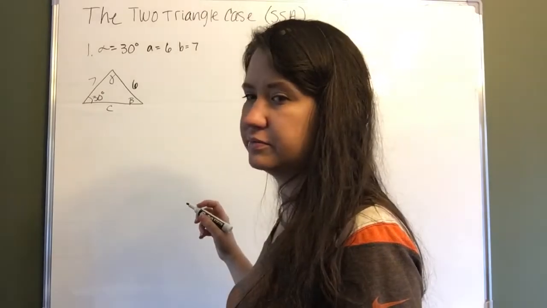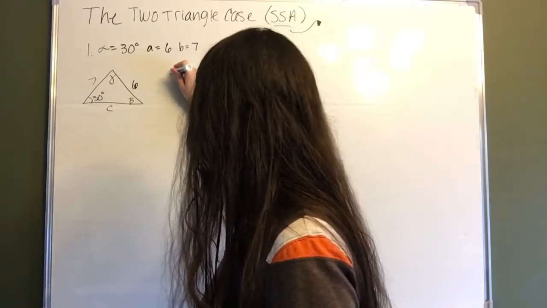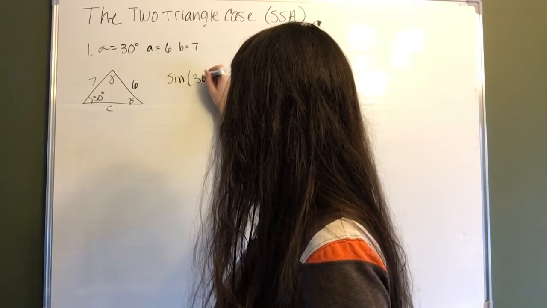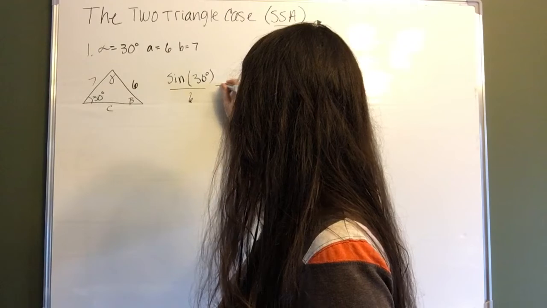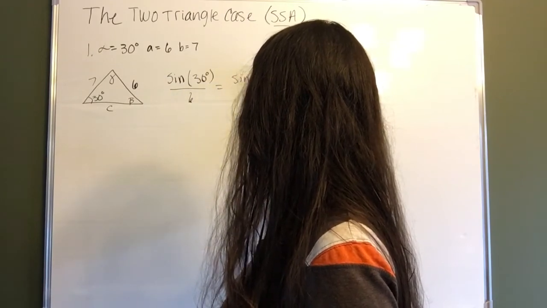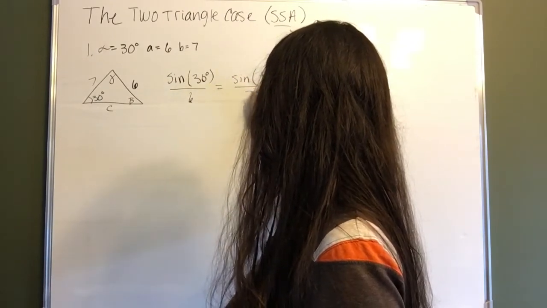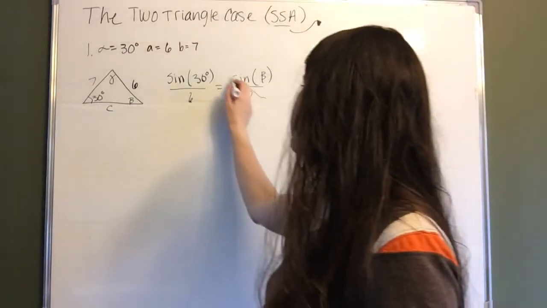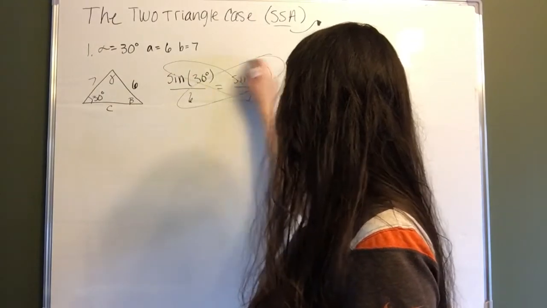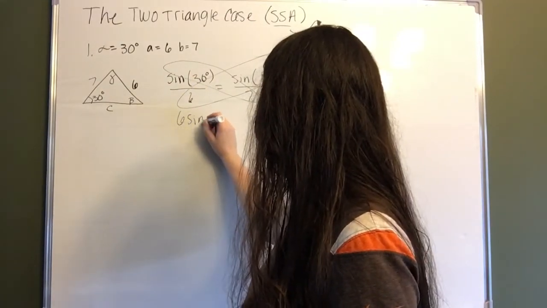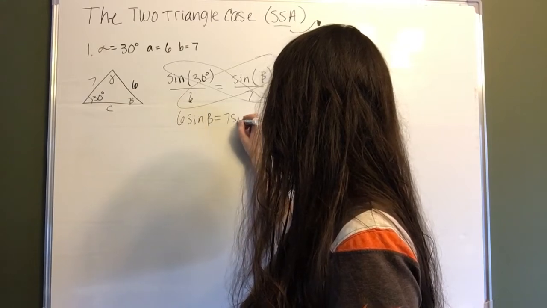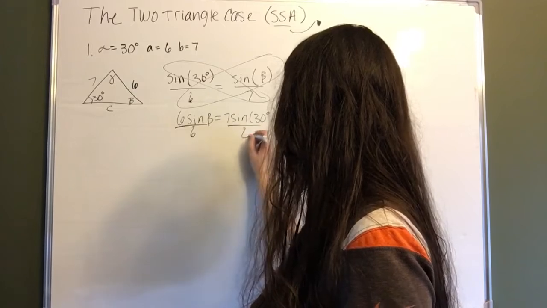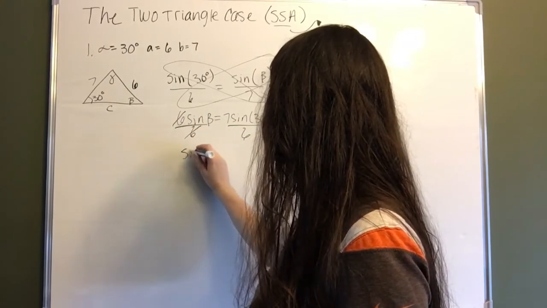What we're going to do is create our law of sines equation. Sine of 30 degrees divided by 6 would equal sine of beta, we don't know, divided by 7. Okay, so we can cross multiply. You have 6 sine of beta equals 7 sine of 30. And then we're going to divide by 6. Okay, so we get sine of beta.